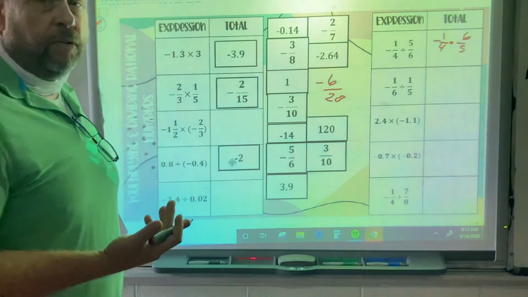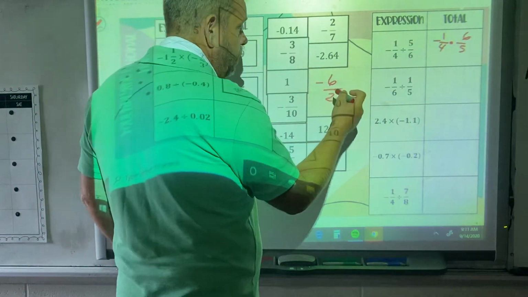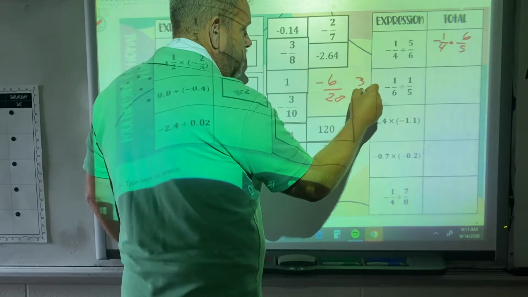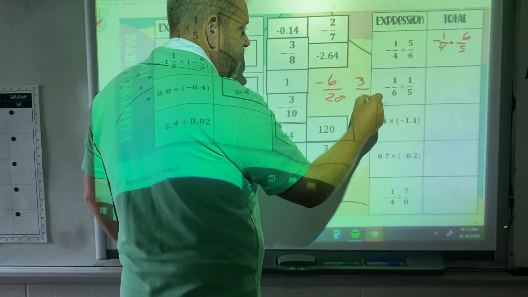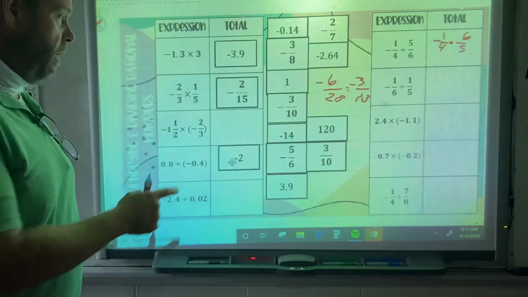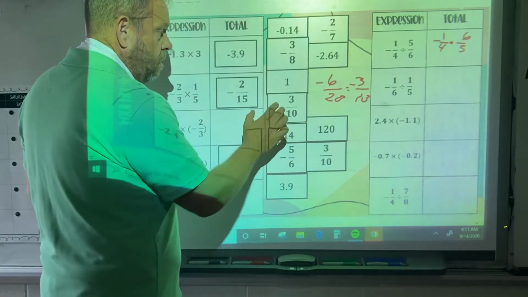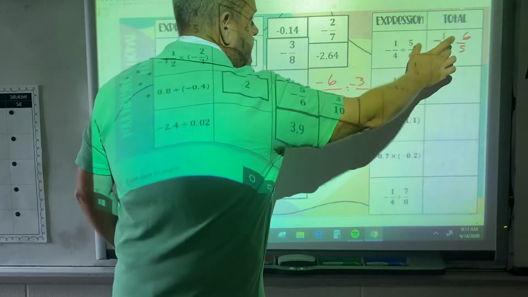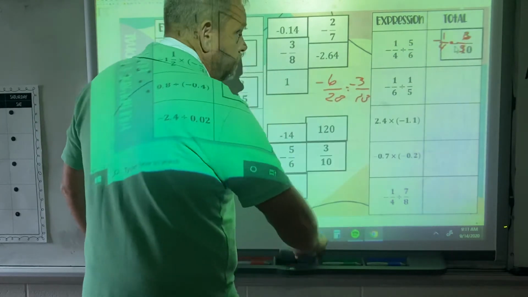6 and 20 are both divisible by 2. 2 will go into 6 3 times. It'll go into 20 10 times. So let's see if I've got a negative 3 over 10. And I do. It's right there. I'm going to take it, and I'm going to drag it right over top.